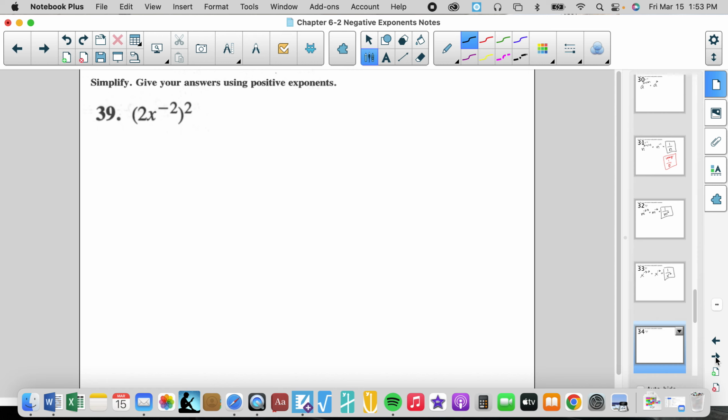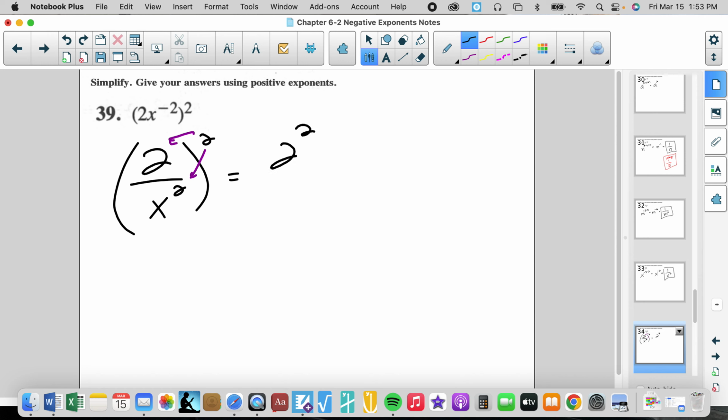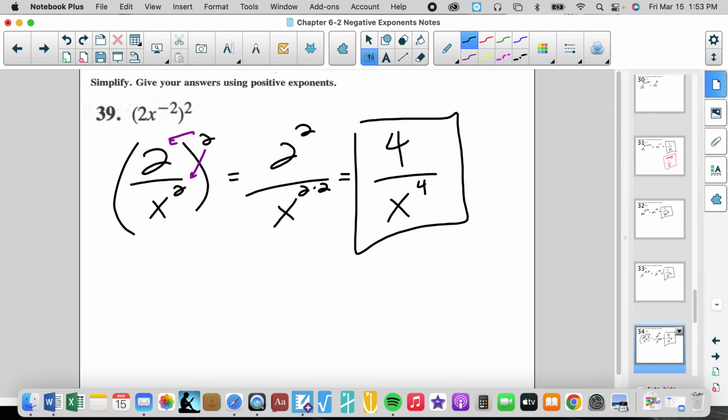This is a good one. So we can do a couple things. Let's get rid of that negative exponent before we do anything. And now let's distribute to each of the terms. And we get 2 squared over x to the second times 2. Power of a power. So we get 4 over x to the fourth is going to be our final answer.